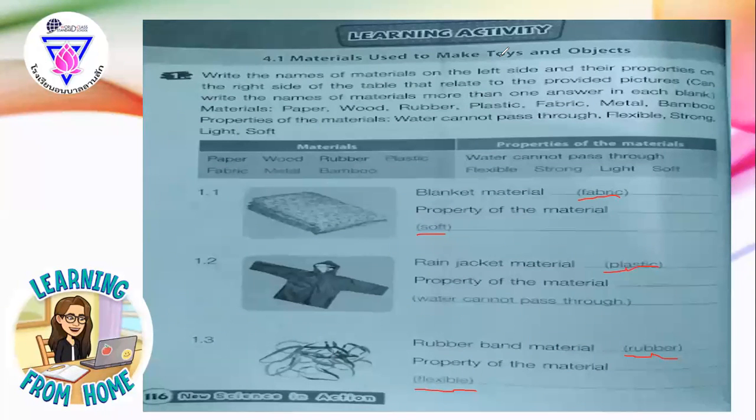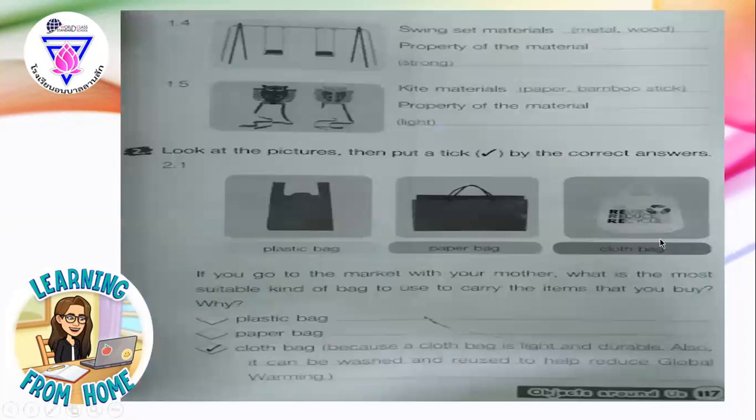Okay, let's continue. In our next activity, get your book and open it to page 117. Class, you need to follow the pages and follow the answers. Here, in 1.4, you have swing set materials that are metal and wood.